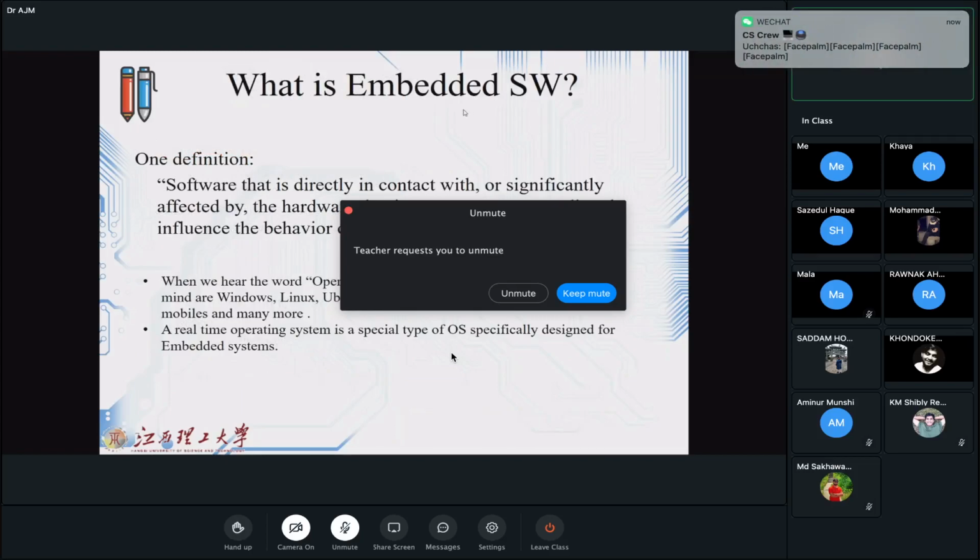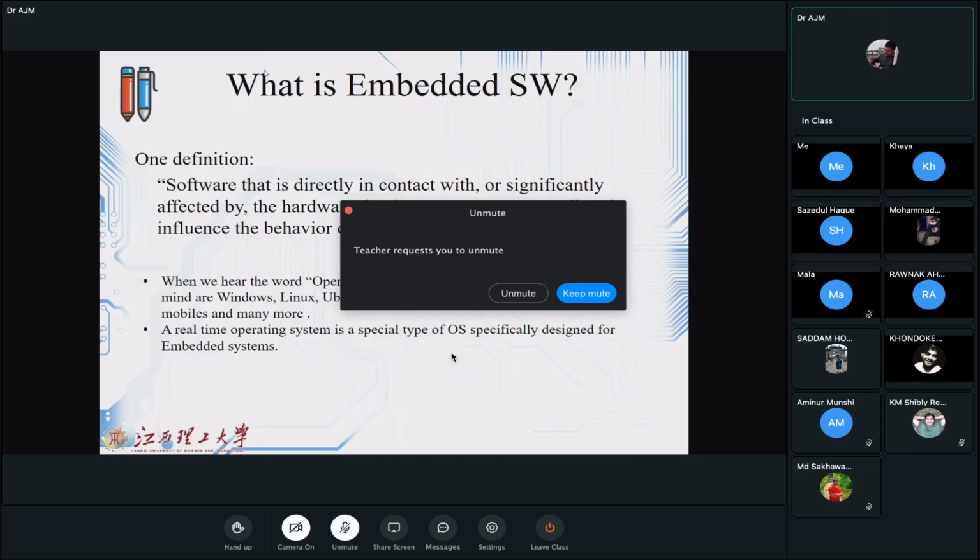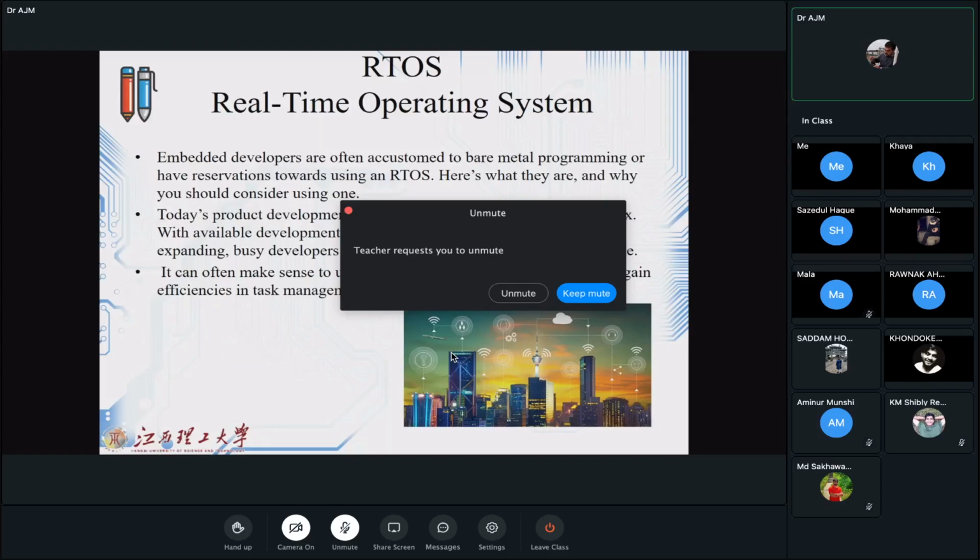But really, what is embedded software? One definition is software that is directly in contact with or significantly affected by the hardware that it executes on, or can directly influence the behavior of the hardware. When we hear the word operating system, the first ones that come to our mind are Windows, Linux, Ubuntu, Mac for computers, and Android and iOS for mobile phones. But a real-time operating system is a special OS specially designed for embedded systems. With this introduction, we will start to learn about RTOS, or real-time operating system.